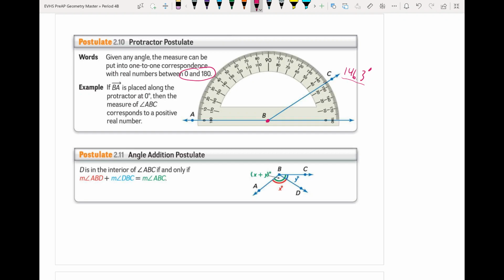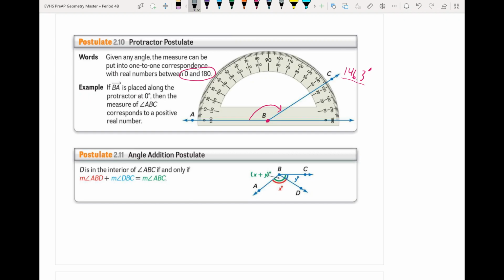and 180. We're taking the shortest distance from A to B. We're not going to try and do this whole wraparound thing. So, again, very rarely will we ever actually call the protractor postulate. The thing we're actually doing, though, is we're using the protractor postulate to get the angle addition postulate.